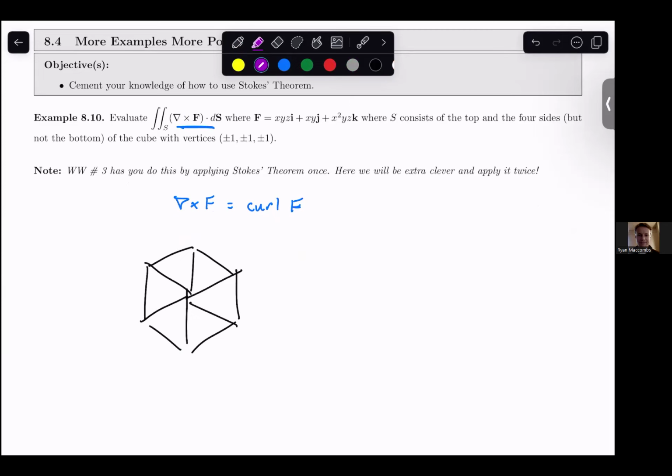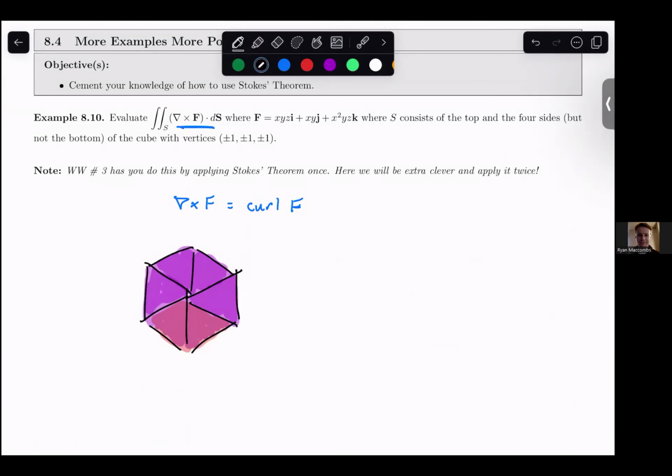Maybe if I go ahead and shade some of this in. So here's this one side here. Here's maybe a back side. Here's this back side. And here's the front. Oh, and we need the top. So we have the top as well. But again, the bottom piece is missing. So maybe I'll shade that in red or something like that, just to emphasize that this bit here is missing.